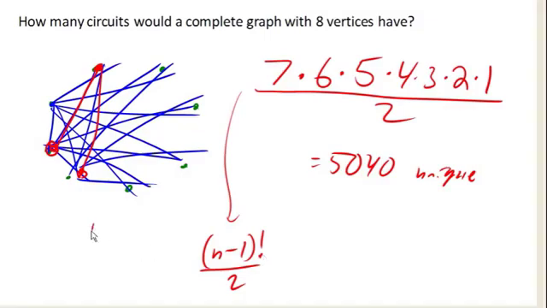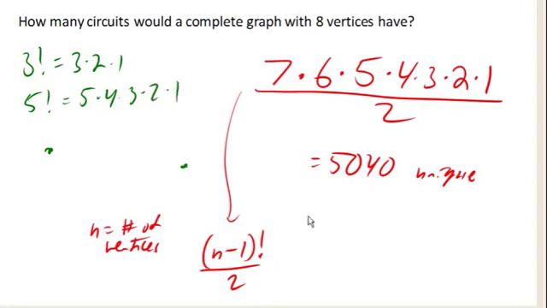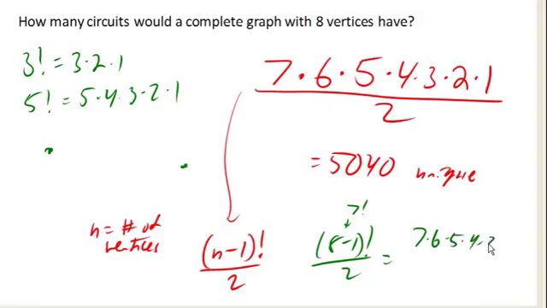vertices. If you've never seen this before, the idea of a factorial is that, for example, 3 factorial means 3 times 2 times 1. 5 factorial means 5 times 4 times 3 times 2 times 1. So in this case, this would be 8 minus 1 factorial over 2, which means that's 7 factorial, which means 7 times 6 times 5 times 4 times 3 times 2 times 1, all over 2, which you'll recognize is exactly what we had there. And if your calculator happens to have that factorial button, it can come in handy.